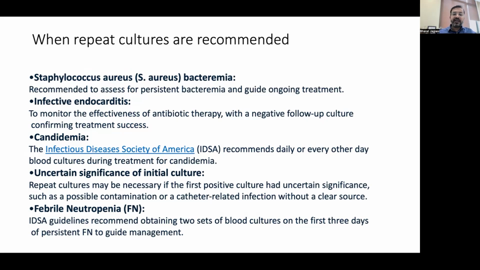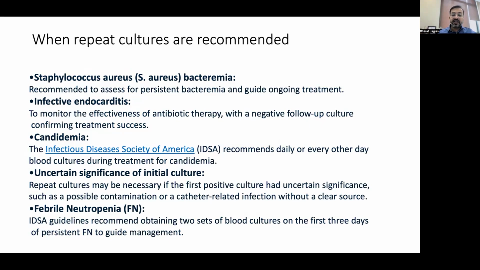Now, when do we repeat cultures? Repeat cultures are recommended in case of Staph aureus bacteremia. This is recommended to assess for persistent bacteremia and guide ongoing treatment. Of course, the same is true with infective endocarditis, to monitor the effectiveness of the antibiotic therapy, with a negative follow-up culture confirming treatment success. In candidemia, we all know this. It recommends daily or every other day blood culture during treatment of candidemia, and the duration of treatment continues after the last culture was negative.